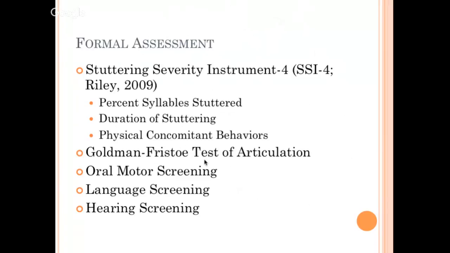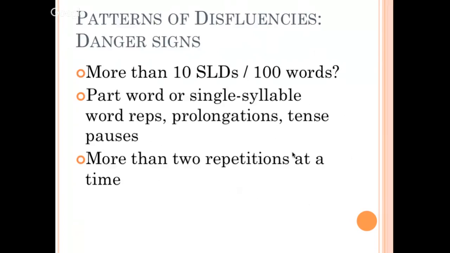I like to do the Goldman-Fristoe test of articulation. I like to do the one word, just the regular test. And then I also like to do the story retell for that. It can be really helpful in getting a language sample and looking at the difference between what their stuttering is like at the one-word level and what it's like when they're telling a story. If we need to, oral motor screening, language screening, and then always doing a hearing screening if they haven't had one recently.